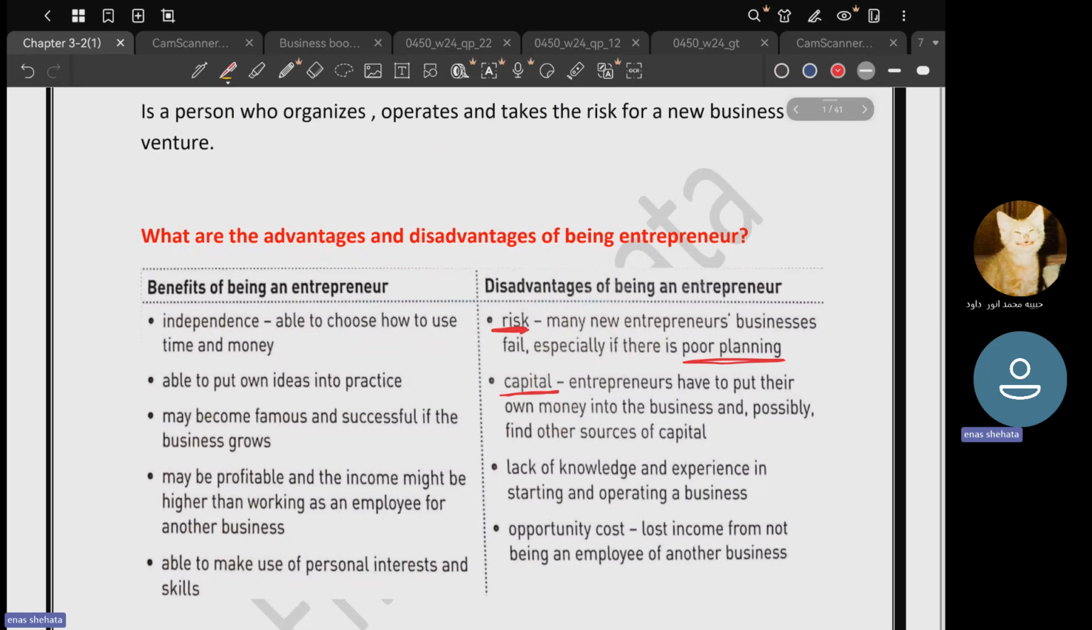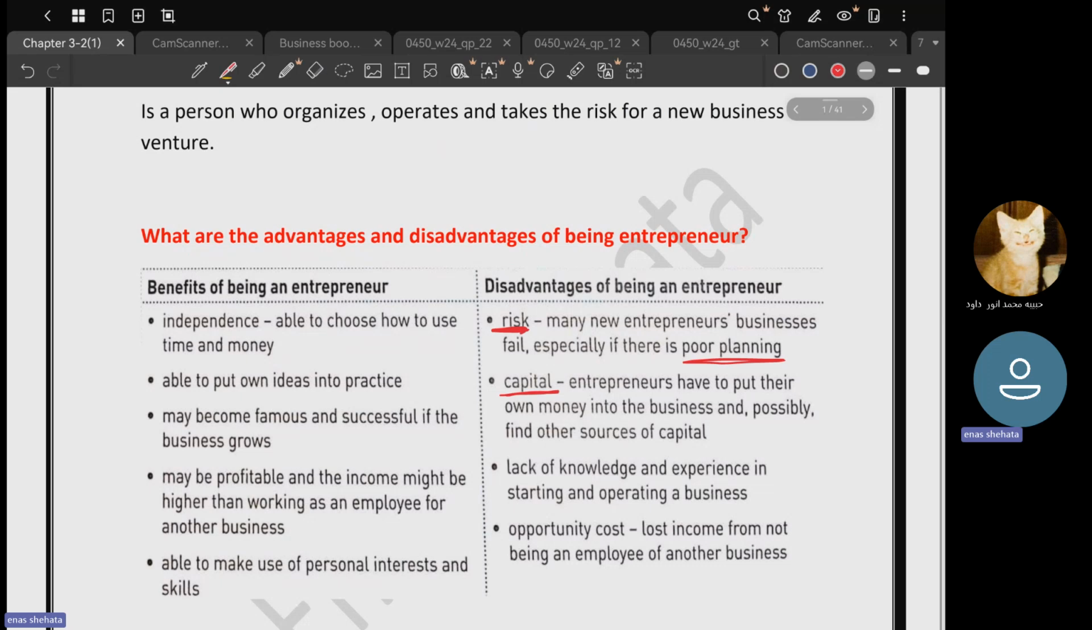extra money. Lack of knowledge and experience in starting and operating a business. You have to study a lot. You have to do a lot of study before opening your business. Why? Because at the beginning, you may not have any experience in opening a business. You don't have enough knowledge of how to operate the business. So, shortage of knowledge and experience in starting and operating a business for the first time.